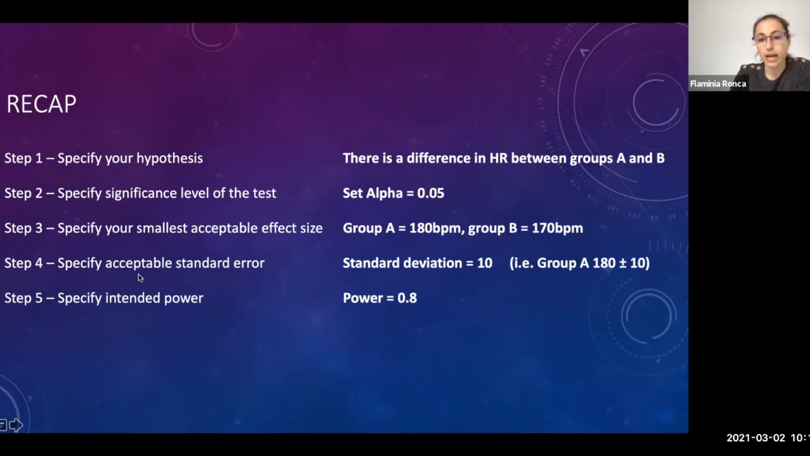Specify your standard error. So make sure it doesn't overlap. So another rule of thumb, normally, if in this example, if you've got 180 beats versus 170, you don't want a standard deviation of 30 because that means that you'd have a very wide range and you'd be overlapping the means. So in this case, you'd probably want a standard deviation of between 5 and 10 because it keeps the means contained within those two ranges. And then you want to specify your intended power, stick to 0.8.